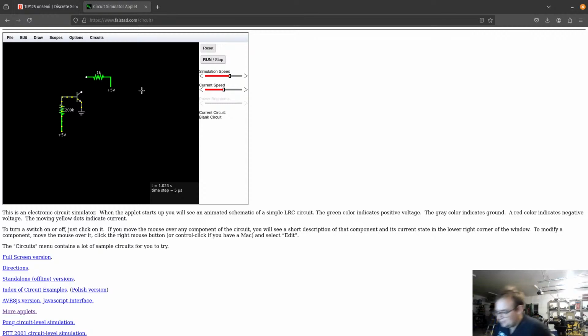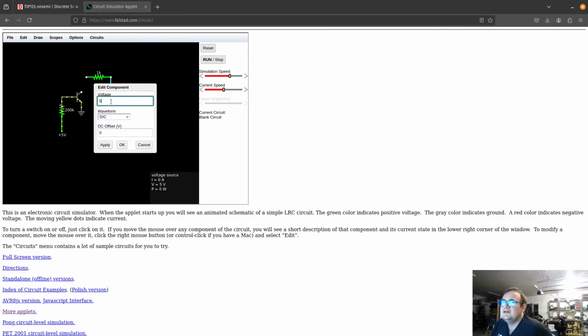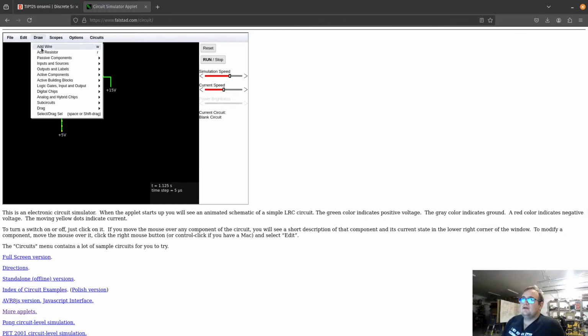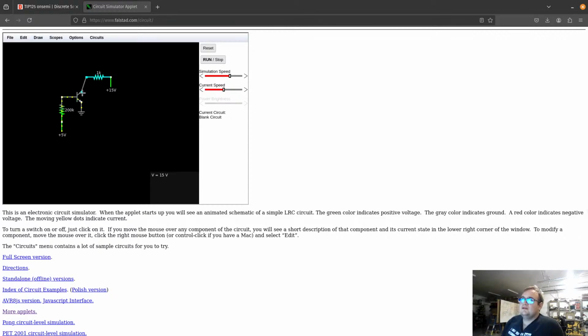Anyways, we'll apply 5 volts there. What did it want? It wants us to apply 15 volts here. Edit 15. Apply. Okay. Draw wire. And I'll just stop it for a second. So it wants us to find VCE of the BJT.